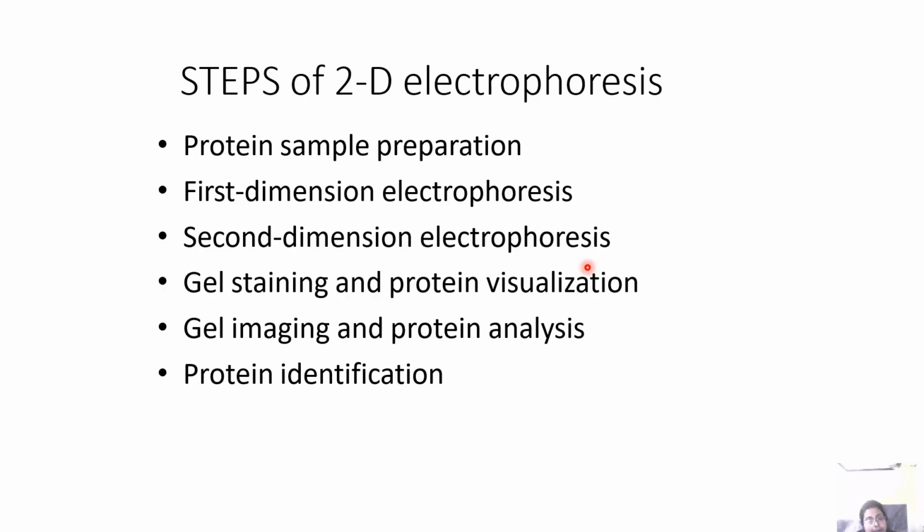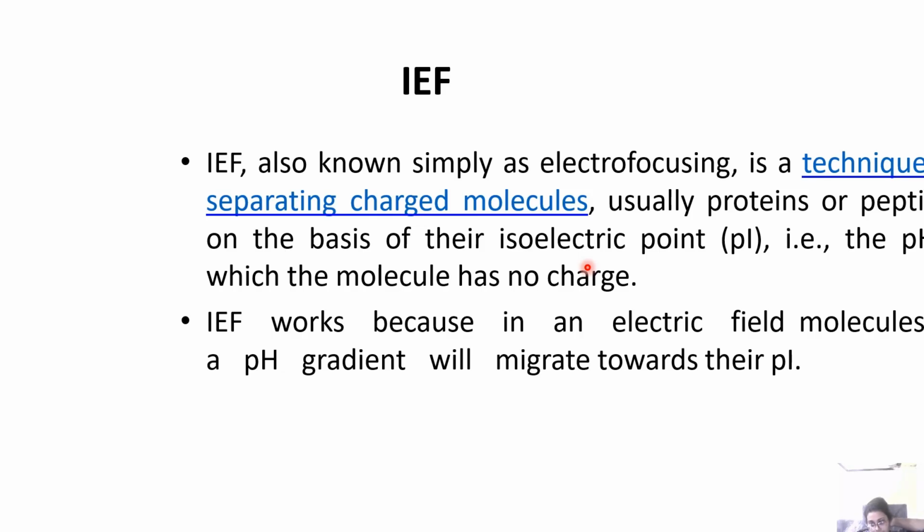The steps are: protein sample preparation, first-dimensional electrophoresis, second-dimensional electrophoresis, gel staining and protein visualization, gel imaging, protein analysis, and protein identification. It is also known as electrofocusing. It's a technique for separating charged molecules, usually proteins or peptides, on the basis of the isoelectric point.